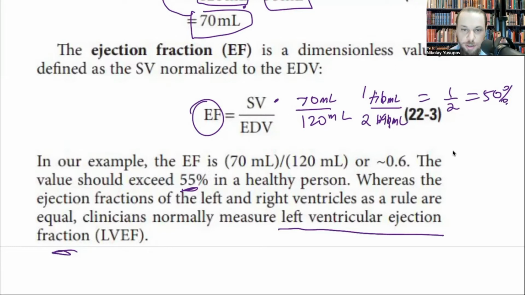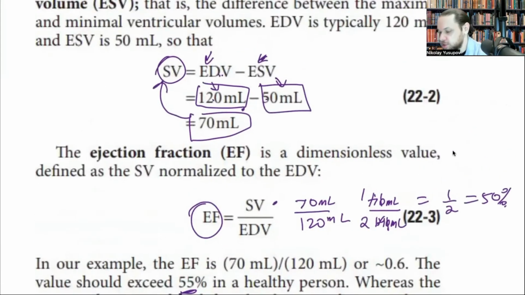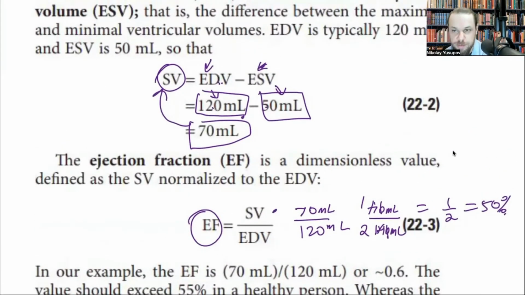So the takeaways from this one is this. Stroke volume is the volume that's ejected with every contraction. How do we calculate it? We take end diastolic volume, the amount that blood came in, and then after the contraction, we see how much remained. That's called end systolic volume. We subtract the two, we get the stroke volume.